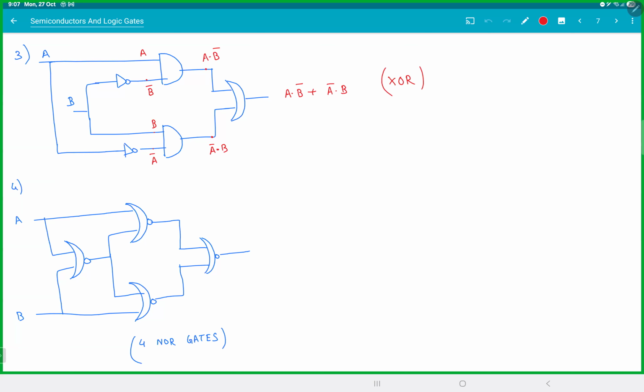Shall I tell you the answer? You'll get XNOR. Now figure out how you're getting XNOR. Try. I'll give you a minute. This was the negation of XOR.